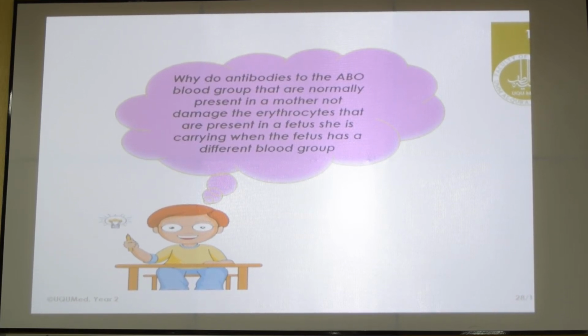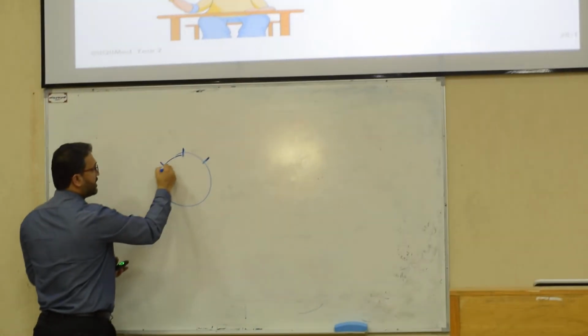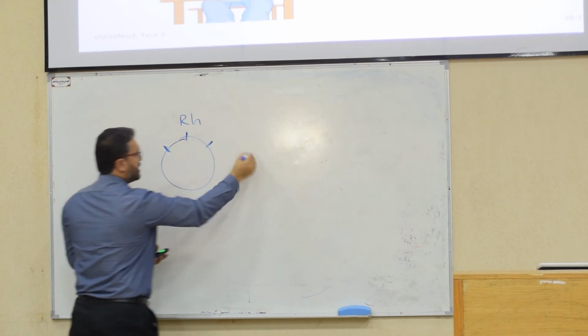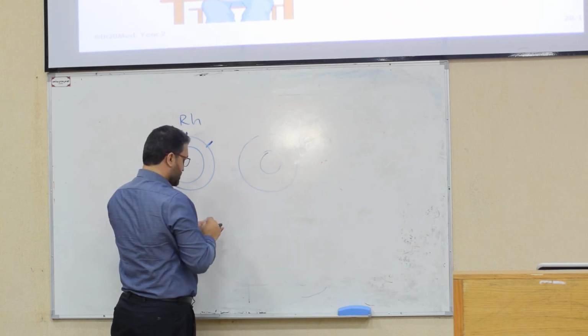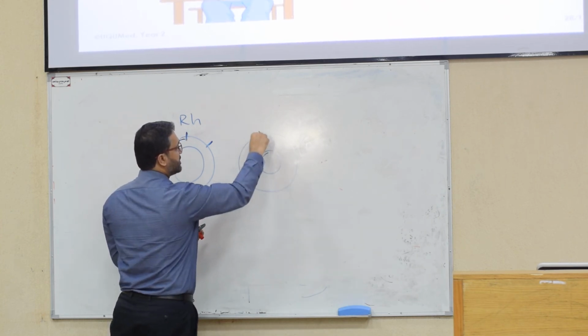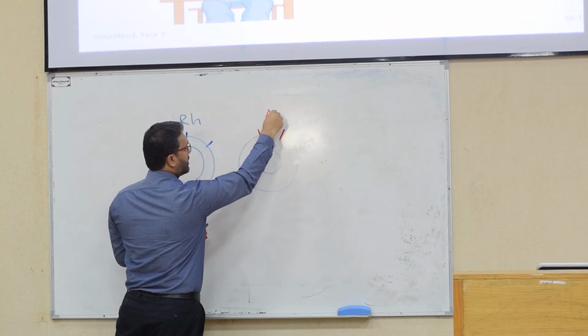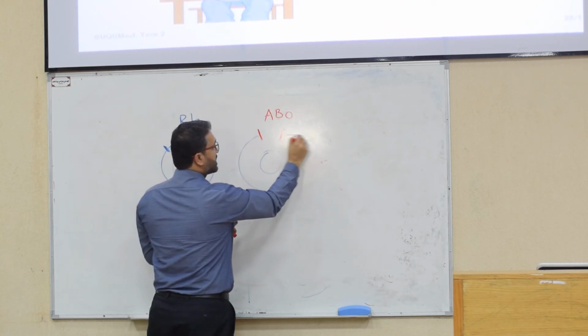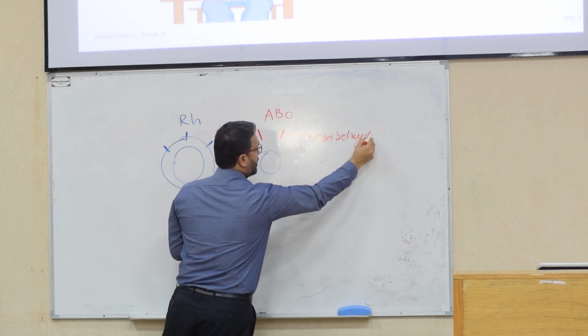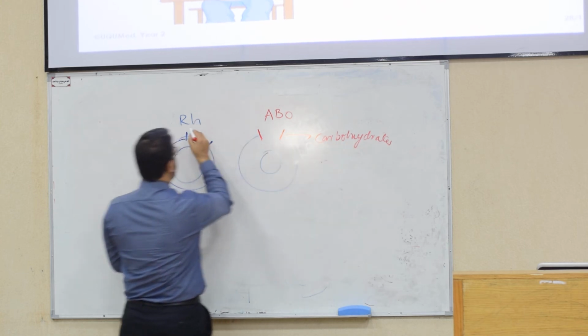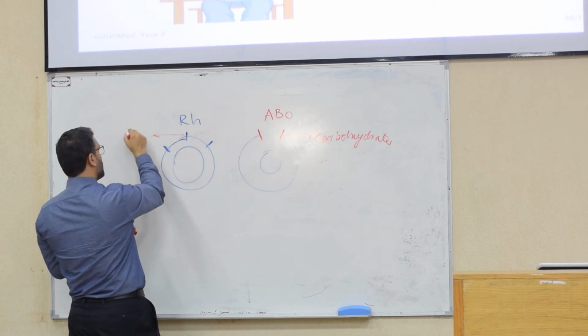Excellent answer. The actual problem is not with immune deficiency, first exposure, second exposure. So the red blood cells, here is the RH antigen. This is an RBC. And the same RBC has got ABO antigens. ABO antigens are carbohydrates, while RH antigens are protein.